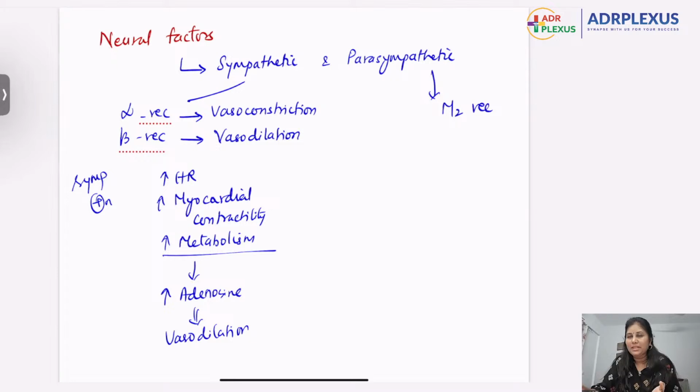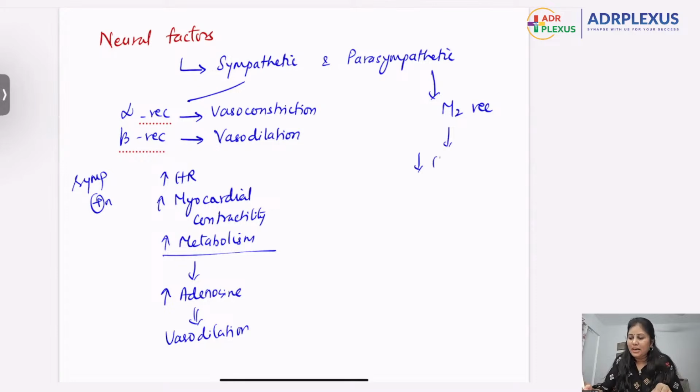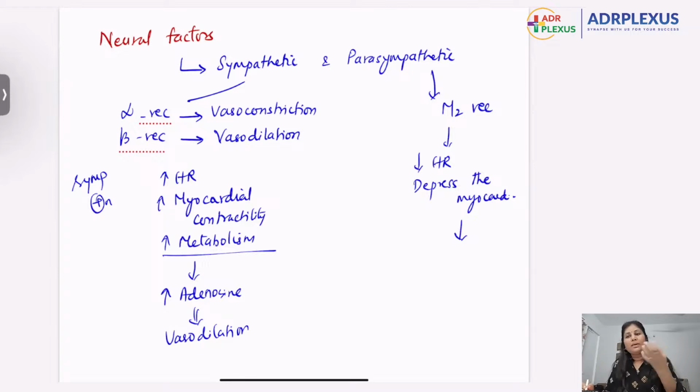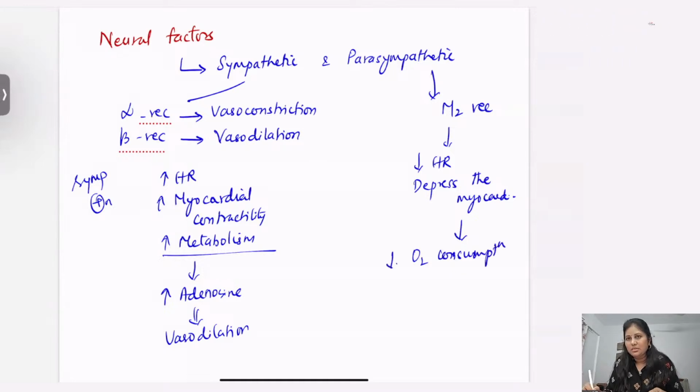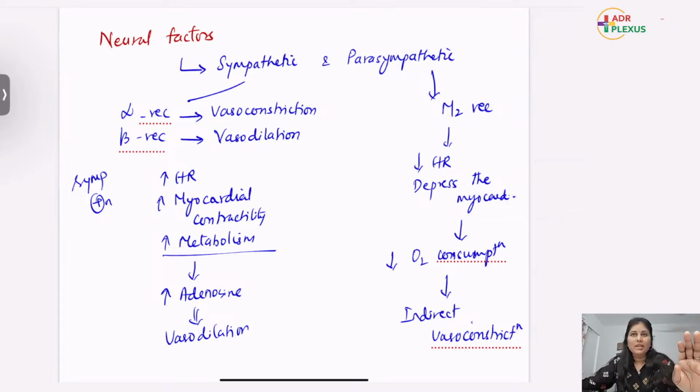On the other hand, what happens with the parasympathetic? The receptors are M2 receptors in the heart. Parasympathetic does not have innervation on the coronary vessels, but they act on the myocardial cells. They decrease the heart rate, they depress the myocardium, just opposite to the sympathetic system. When the myocardium is depressed, oxygen consumption is also depressed. So there occurs indirect vasodilatation. Right? So these are the neural regulation of the coronary circulation and its related cardiac functions.